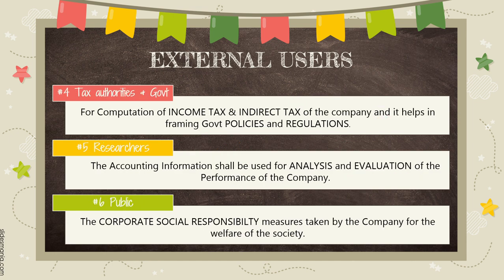And number four are the tax authorities and government. Why? Because they can get income tax and indirect tax from the organization. Obviously this is a corporate industry, right? So they have to pay their own income taxes. The owners have to pay the income taxes, and the indirect taxes have to be paid to the government. So the company financial statement is very important in computation of the income tax and the indirect tax of the company, and it helps the government in framing the policies and regulations.